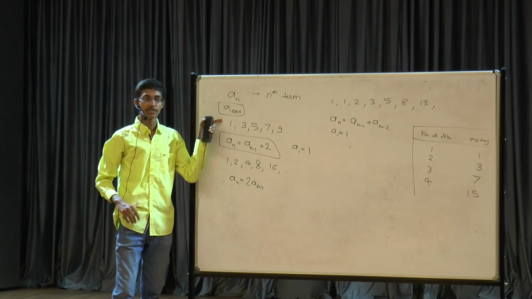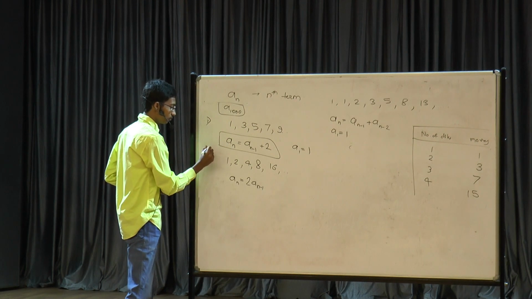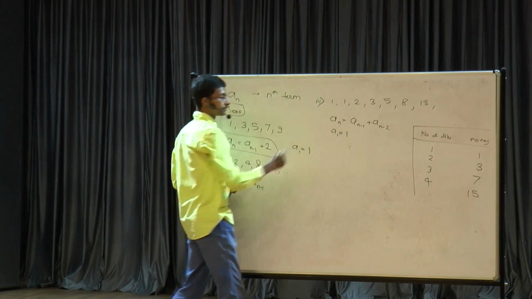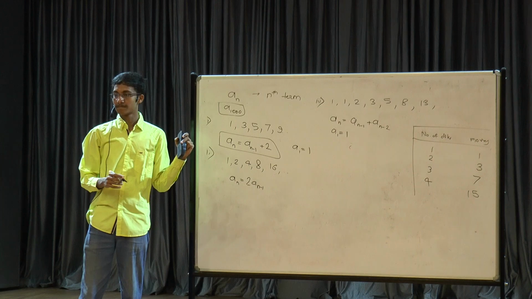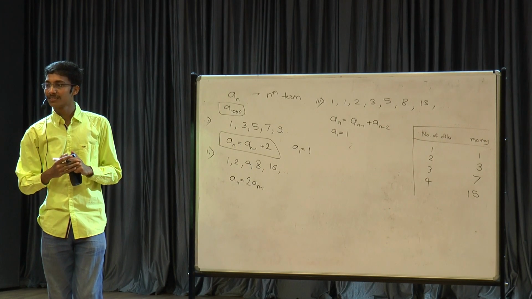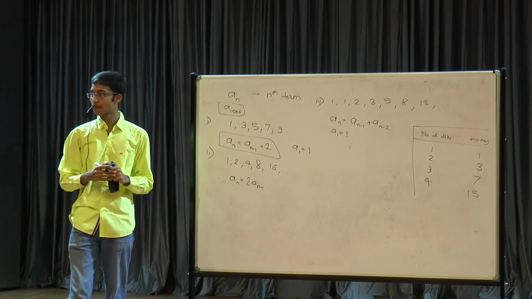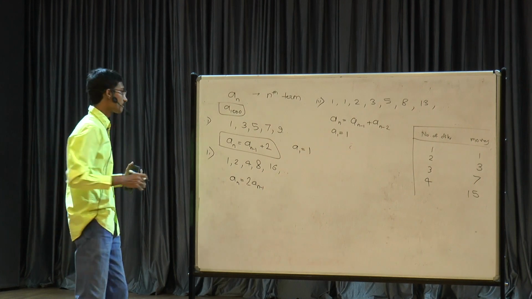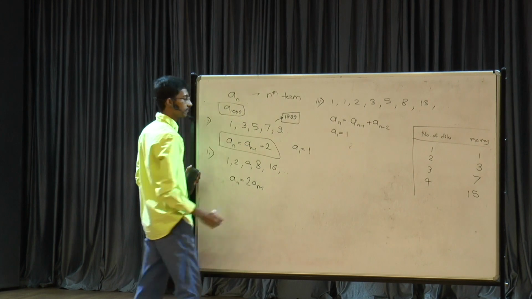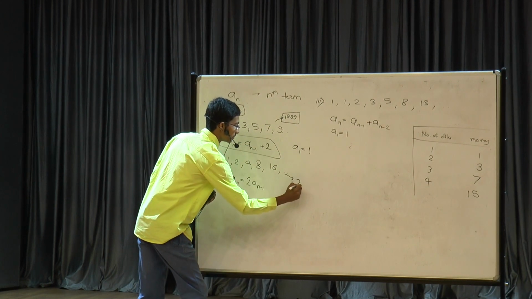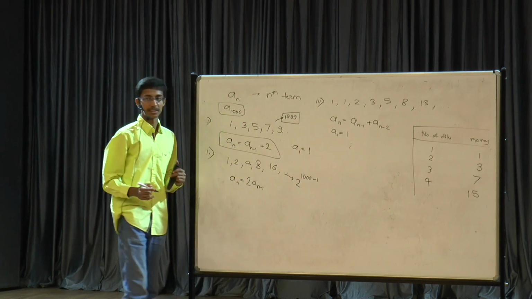The value of A1000 for sequence 1, sequence 2, and sequence 3. Can you give me the answer for any of the three? First one, yeah, what's the answer? So for this sequence, the answer is going to be 1999. This one is going to be 2 power 1000 minus 1, so 2 power 999.